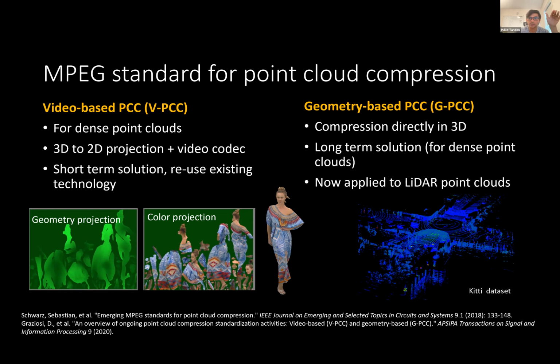Yeah. So if you see in this image, for example, the image on the left is a projection of the geometry coordinates onto an image. So these green shades here. It's a way of projecting just the geometry aspect of the 3D into an image. And then the other one just projects the color. So you can encode both the geometry as a video and the color as a video. Of course, this is a lossy compression. You might lose something by doing this projection.